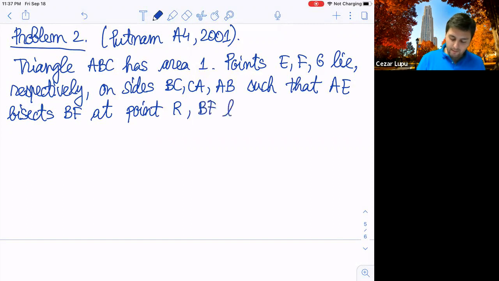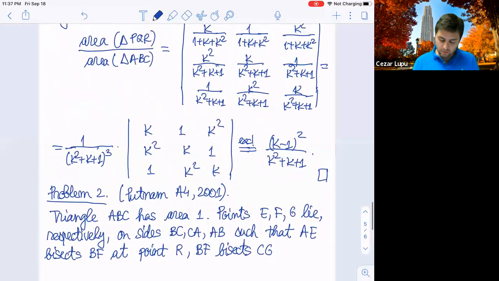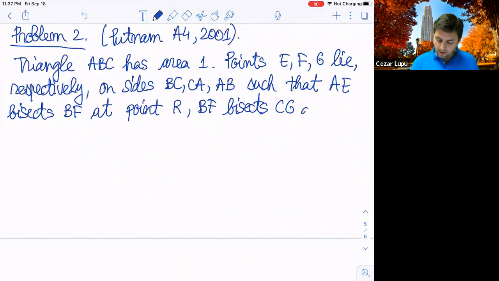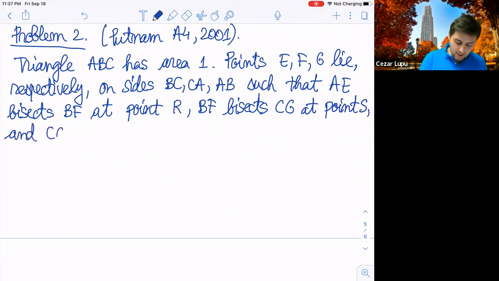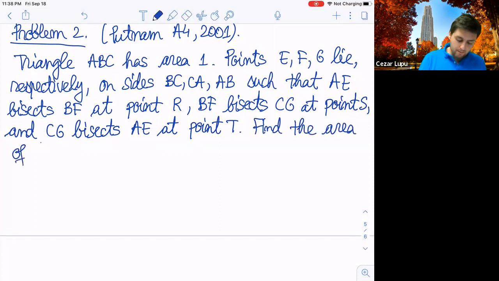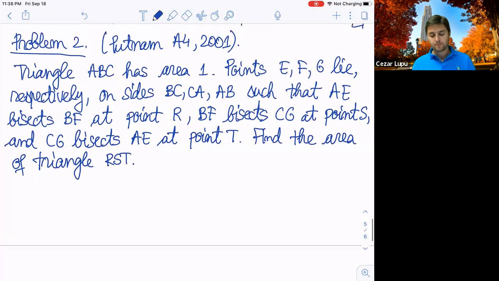BF bisects CG at point S, and CG bisects AE at point T. And now the question is, find the area of triangle RST.